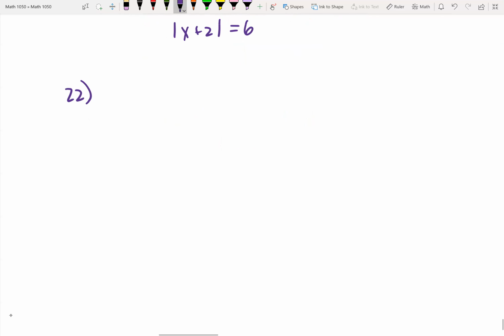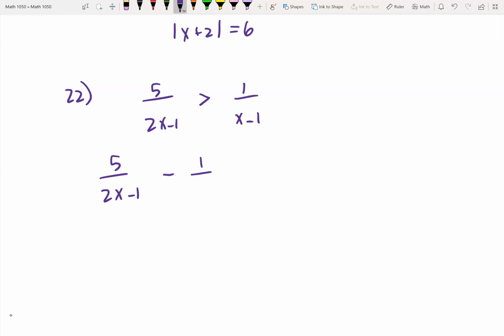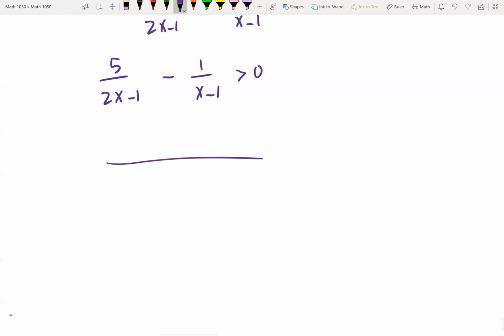Okay, question 22. Solve this. Okay, so this is a critical numbers type 2 because you have a fraction and an inequality. So step 1, get a 1 on the right hand side. So it looks like that. Okay, step 2, get a common denominator. So you just pull those together.